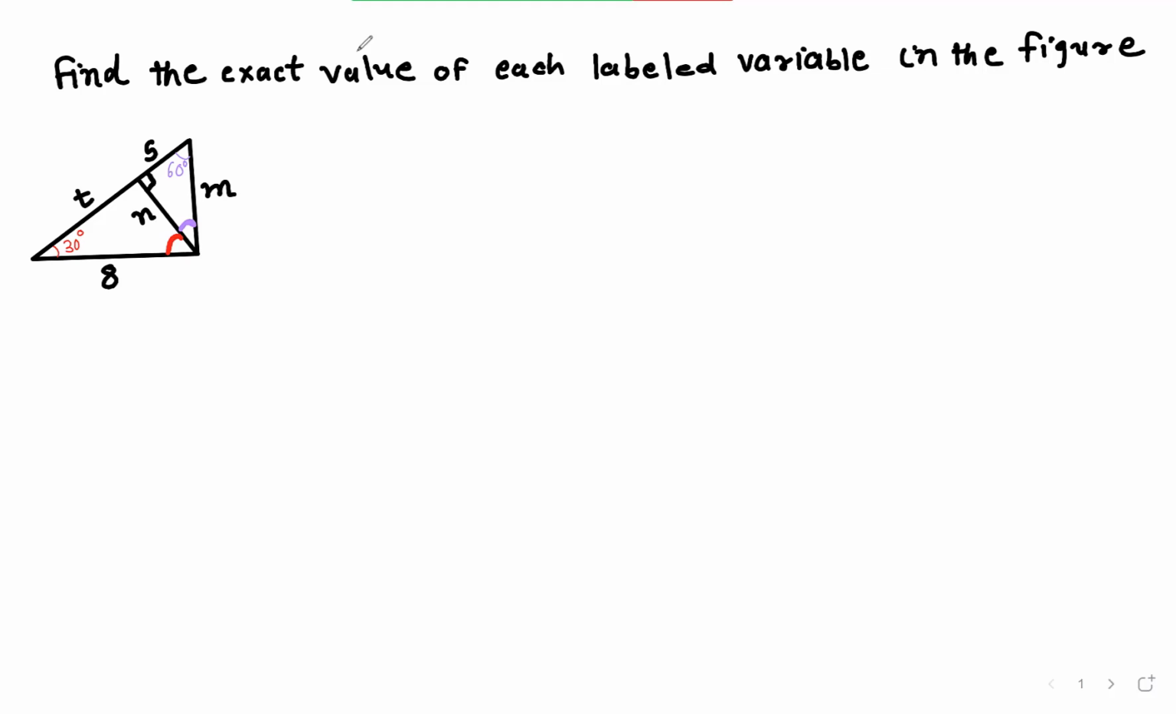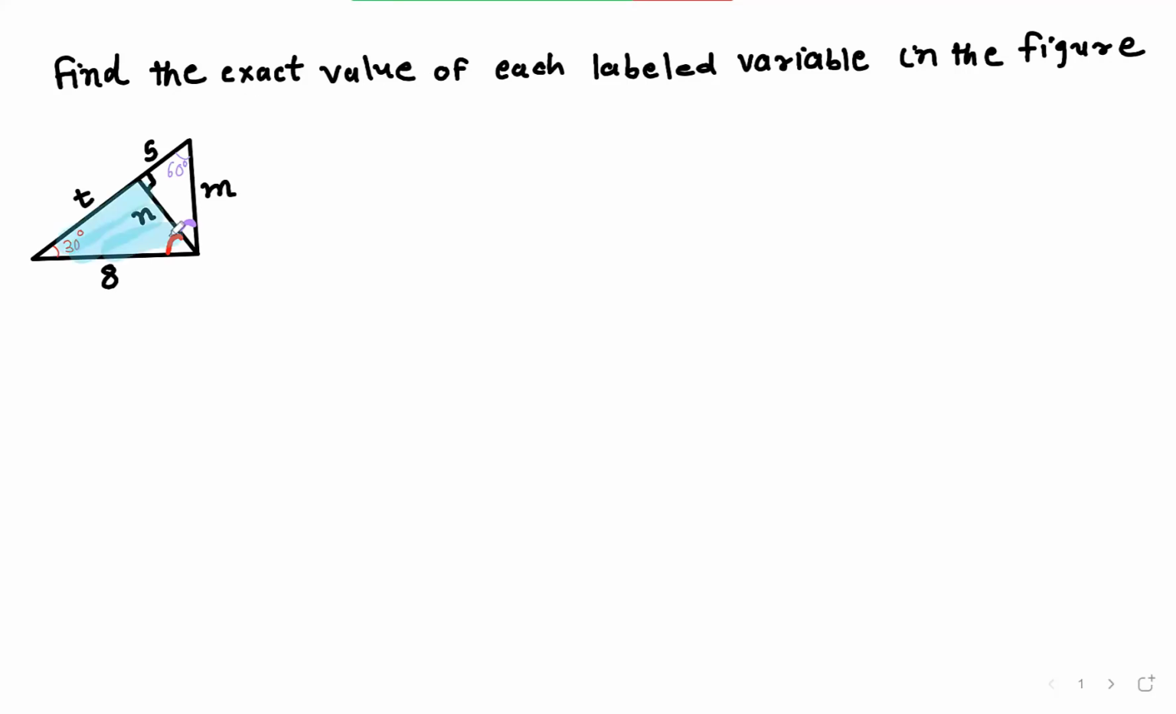Find the exact value of each labeled variable in the given figure. So we're looking for the exact value of 4 variables: T, S, M, N. One more time, exact value means leave your answer in radical form or fraction form. If you have to rationalize, make sure you rationalize your answer. Do not use a calculator and change into decimal form, because decimal form is called approximated form, not the exact value form.